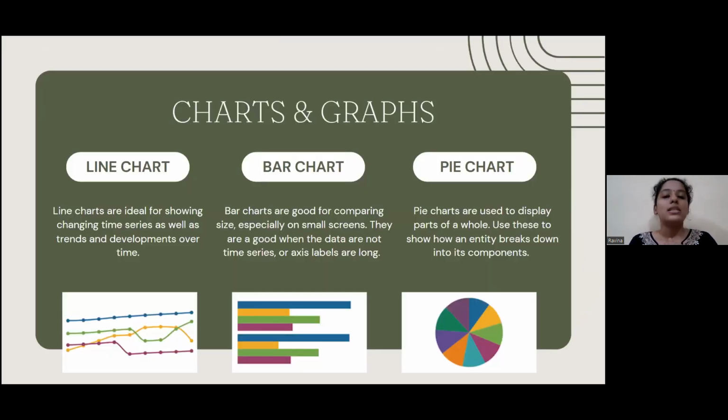So what are charts and graphs? What the charts and graphs do in Adalo is, we are provided with 3 basic charts, that is line chart, bar chart, and the pie chart. This is for the free users. And talking about the line charts, it is used when our data includes time series.